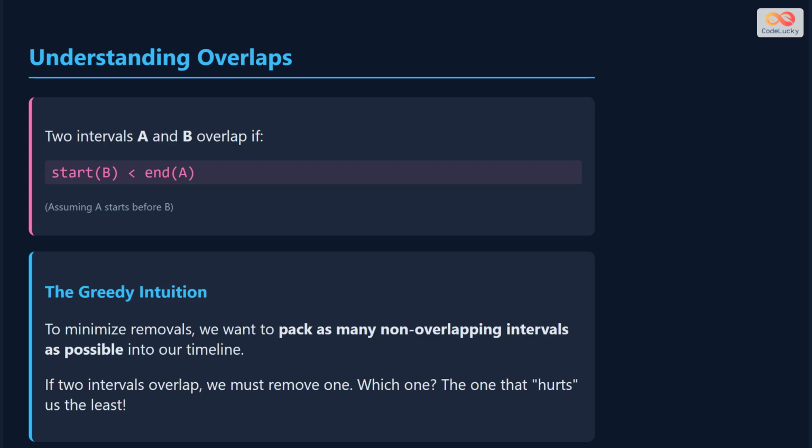Two intervals overlap if the start time of the second interval is strictly less than the end time of the first one. To solve this efficiently, we use a greedy approach. The intuition is simple. We want to fit as many non-overlapping intervals as possible into our timeline. If we have a conflict, we should discard the interval that causes the most problems.